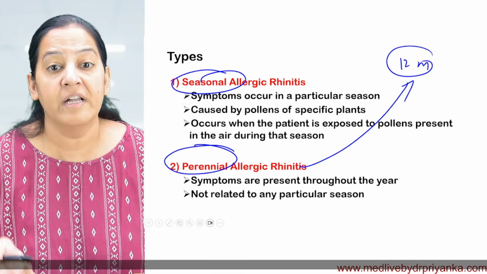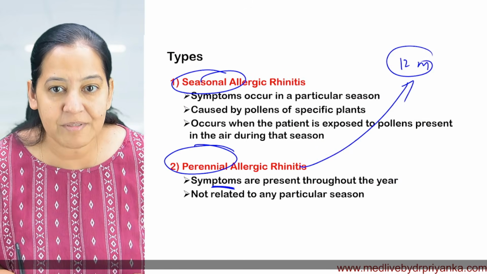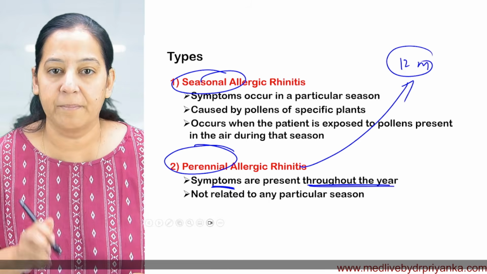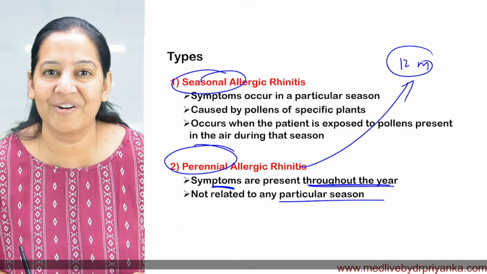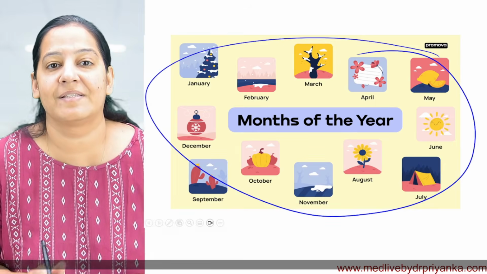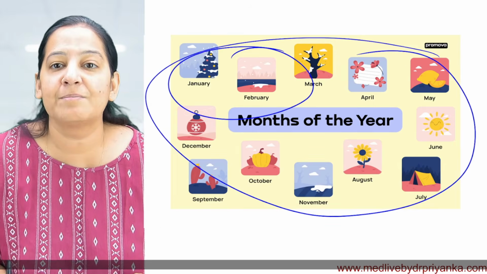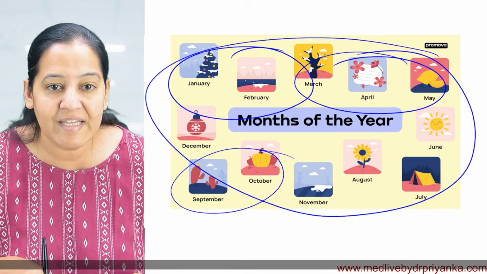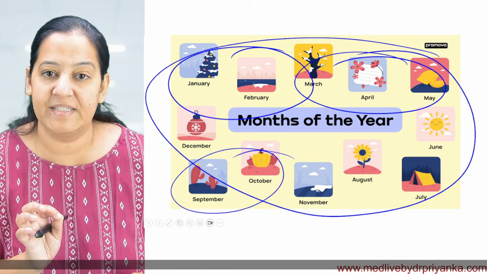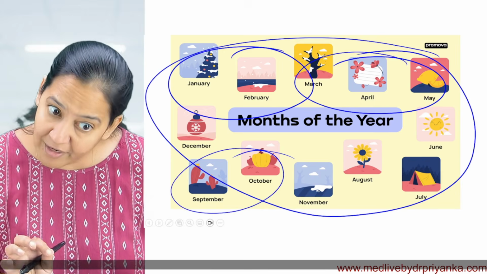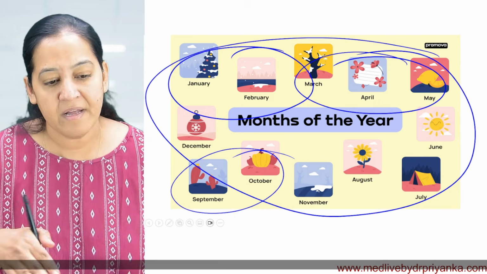If it is throughout the year, it's known as perennial. So perennial means symptoms are present throughout the year, in all the months. It is not related to season. But seasonal is in a particular season. Maybe it is in winters, maybe in summers, maybe in rainy season. So it is in a particular season, because in a particular season, particular pollen grains of the flowers are present in the environment that may be inhaled.